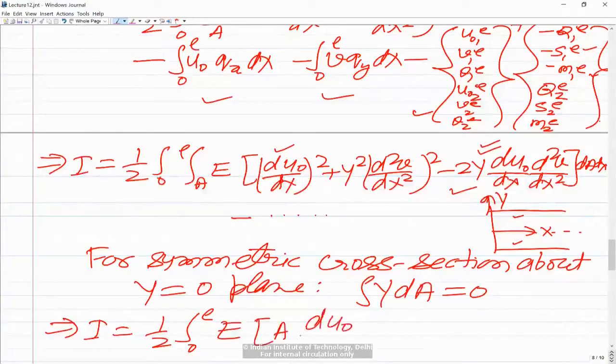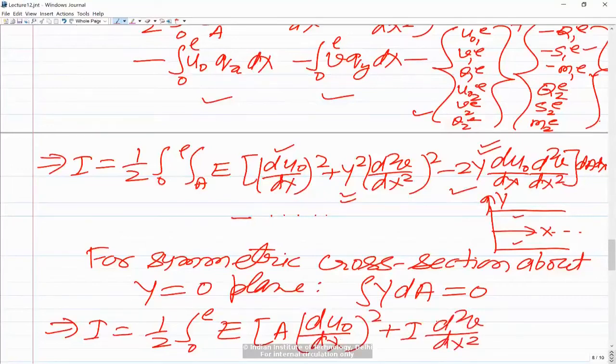So we will have du naught by dx whole square, this term would be there. And then the second term is y square dA. Y square dA is Izz, which is denoted as I. So the second term would be I into d2v by dx square whole square, and then dx. And the other terms, as I already said, this term is 0, integral y dA is 0, so this term doesn't appear. And then minus, of course, we will have the remaining terms.